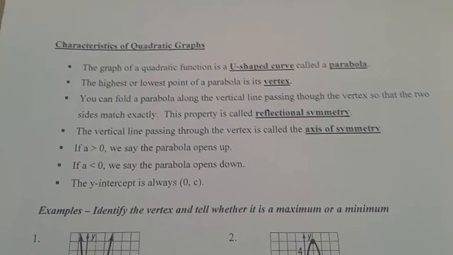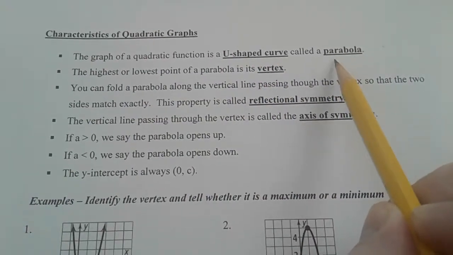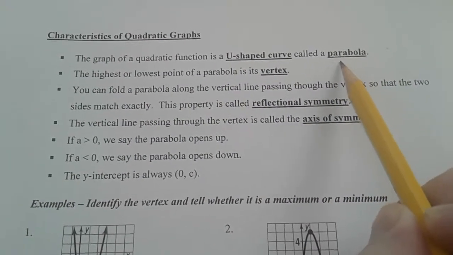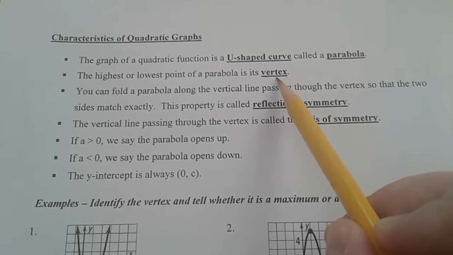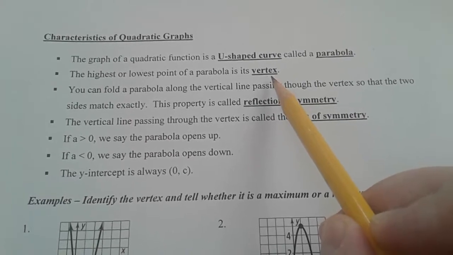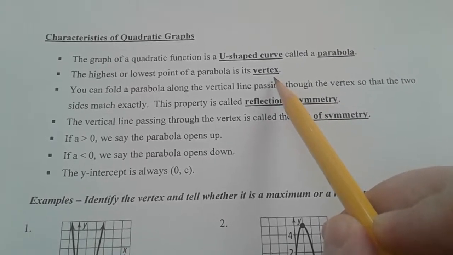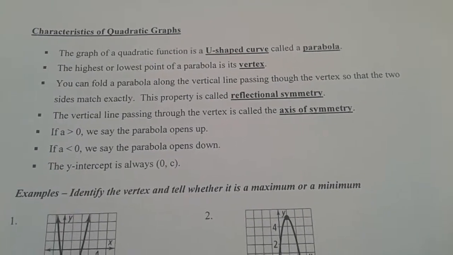Okay, so some characteristics about the quadratic graph. As we say, they will always be U-shaped. We refer to these as parabolas. The highest or lowest point of a parabola is its vertex. It was the same exact thing when we talked about absolute value. And there are also some other similarities with absolute values. We'll talk through this lesson and the lesson after we get back from break.